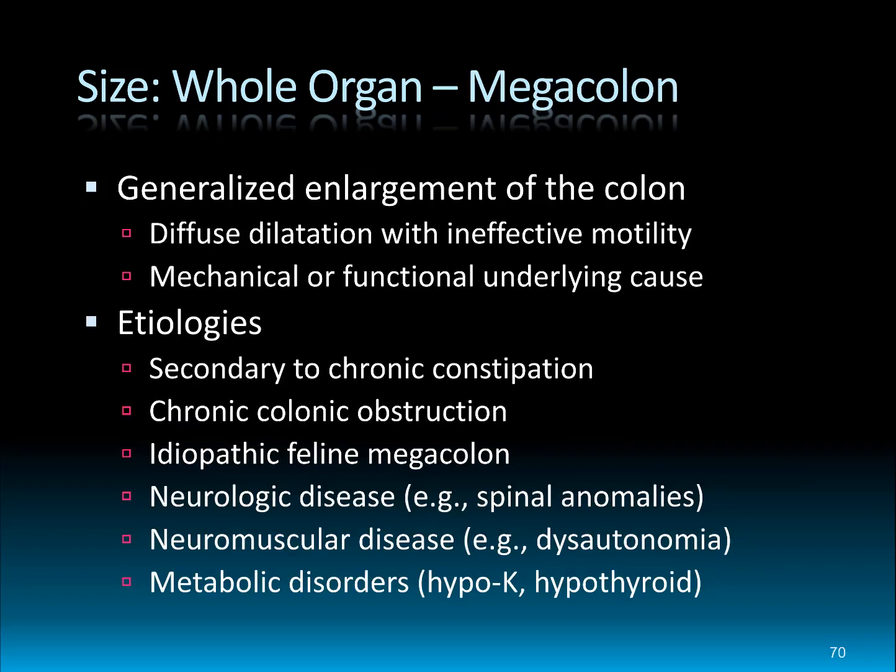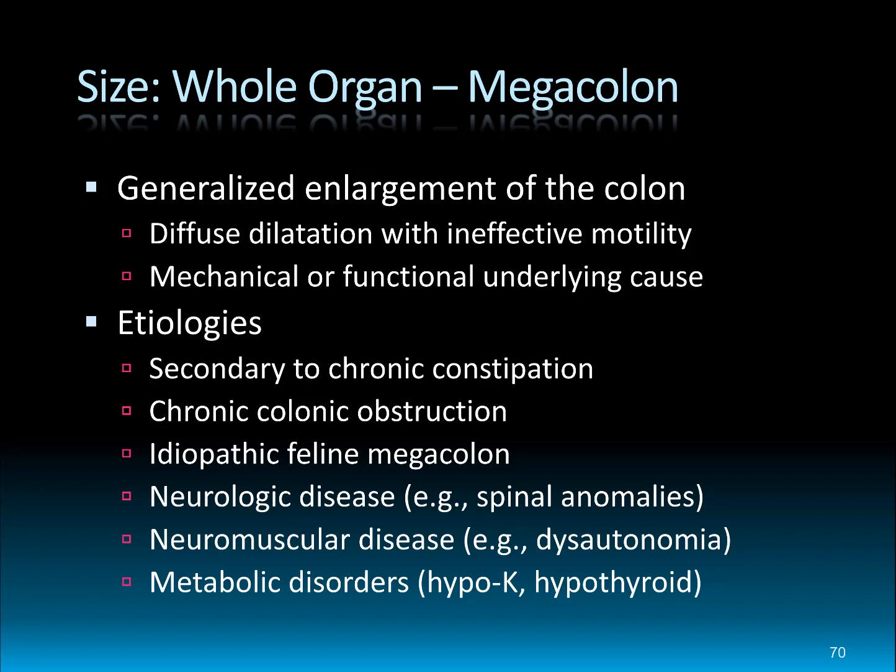A megacolon, so generalized distension of the colon, represents just a diffuse dilatation and poor motility of the colon. And that can be either mechanical or functional. So it could be due to some sort of obstructing agent, whether that's a mass or a stricture, or it could be some underlying functional problem, some neurologic disease, for example, that fails to allow it to move the fecal material as it should.